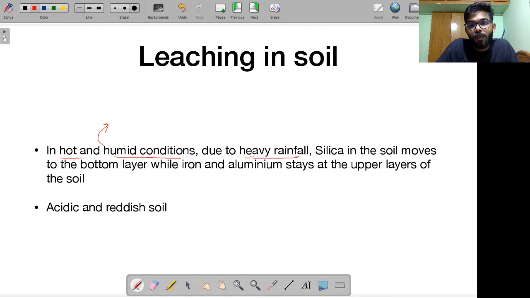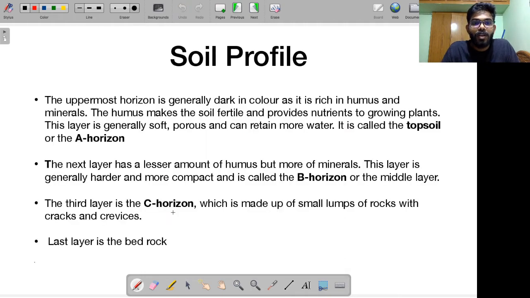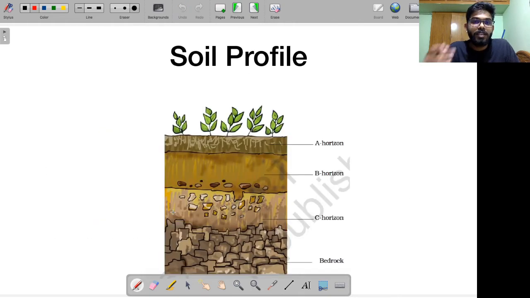Due to high rainfall, what happens? Silica in the soil tends to move to the bottom layer, while iron and aluminum tend to stay at the upper layers of the soil. Because of this, the soil becomes acidic and has a reddish appearance. So this is called leaching in soil. Alright, along the same lines, let's discuss one more concept that is given in your NCERT.